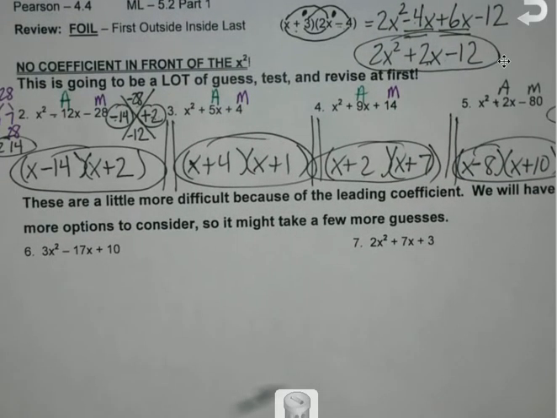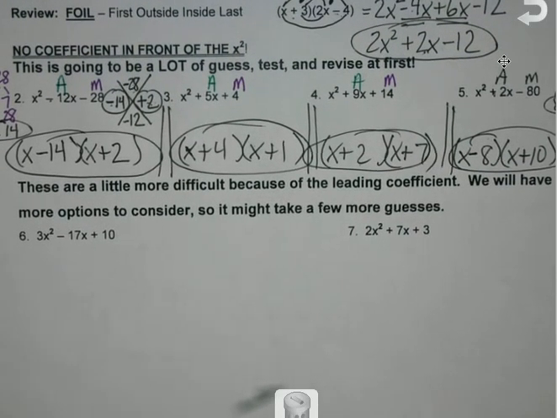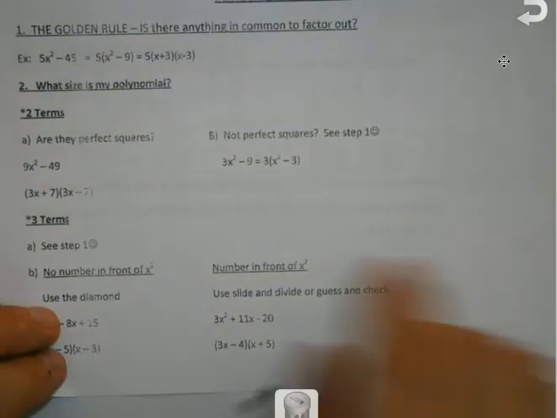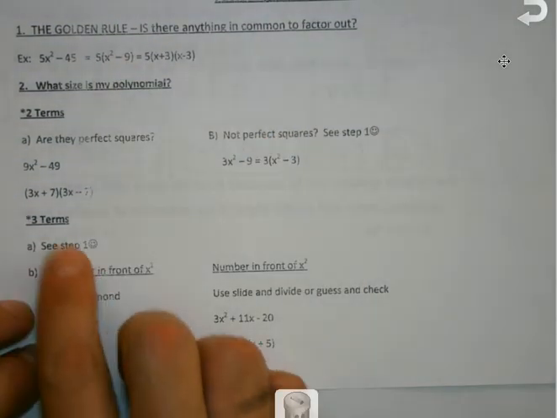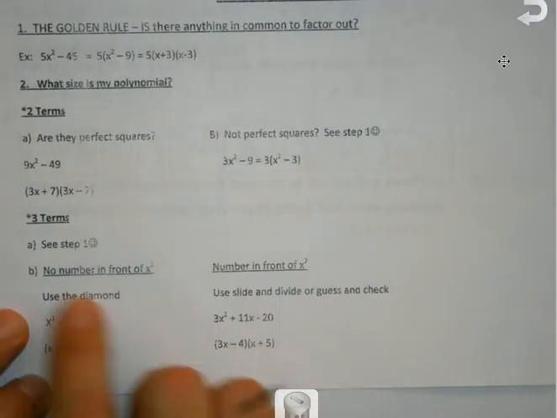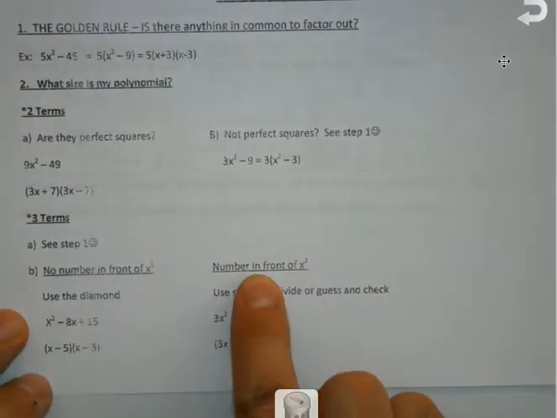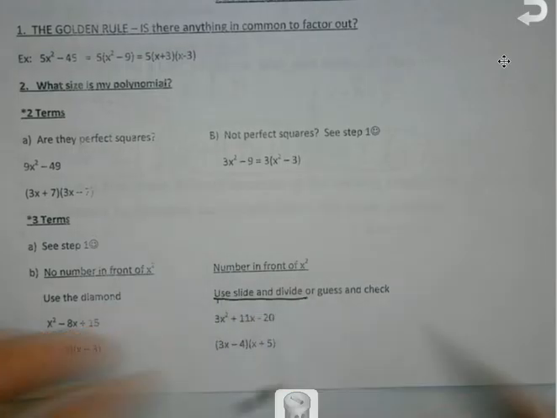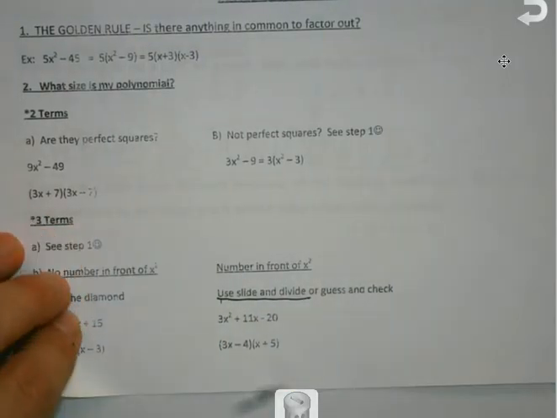What happens if I get a number in front of my x squared? What am I supposed to do? Good question. This is where I'm going to bust out my half sheet for a minute. Because I notice when I'm looking at my breakdown, and we'll talk about the first two rules here in a minute, three terms. 1, 2, 3 terms. No number in front of x squared? No. Number in front of x squared? Yes. Use slide and divide. You're like, what is that? Sounds like some sort of funky movie or something.